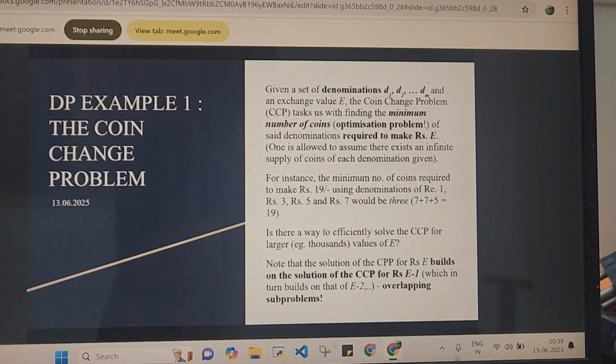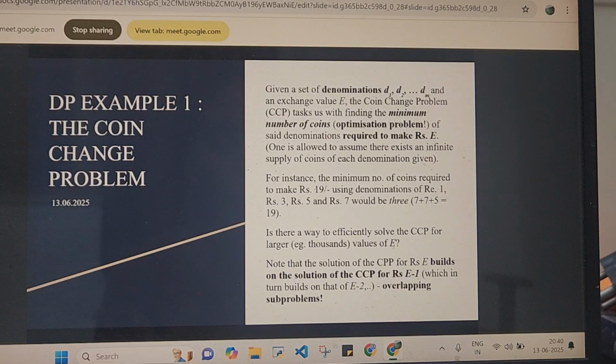You can choose 19 coins of 1 rupee each. You can choose 6 coins of 3 rupees each and 1 coin of 1 rupee. You can choose 5, 5, 5, 3, 1. There are numerous possibilities, out of which the question asks, find the minimum number of coins required. So if you look at this example, the minimum number of coins would be 3. It would be 7 rupees plus 7 rupees plus 5 rupees. Any other combination of denominations you use will take more than 3 coins.